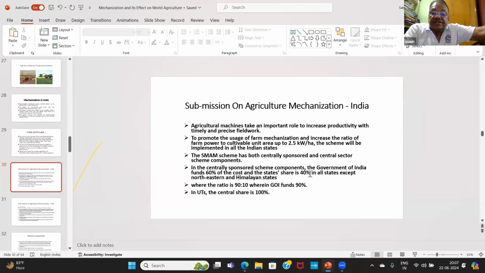In the centrally sponsored schemes components, the Government of India will give 60% of the cost and 40% is state share, for all except northeastern states and Himalaya states. For Northeastern and Himalaya, it is 90 and 10. And in Union Territory, 100% financed by the central government.